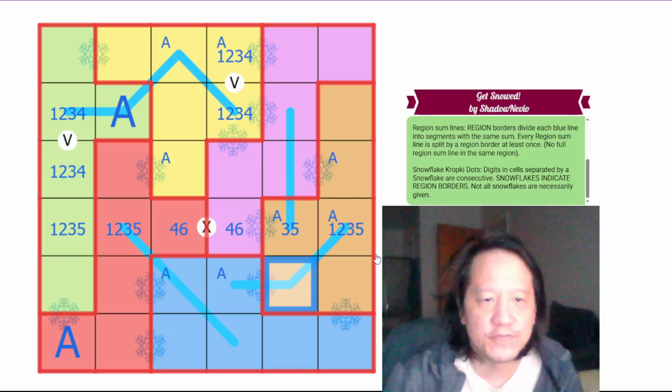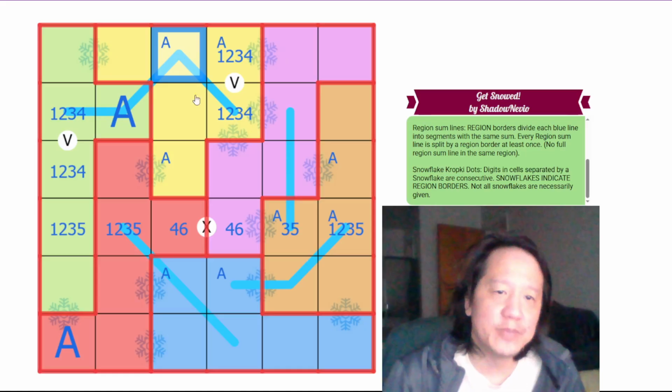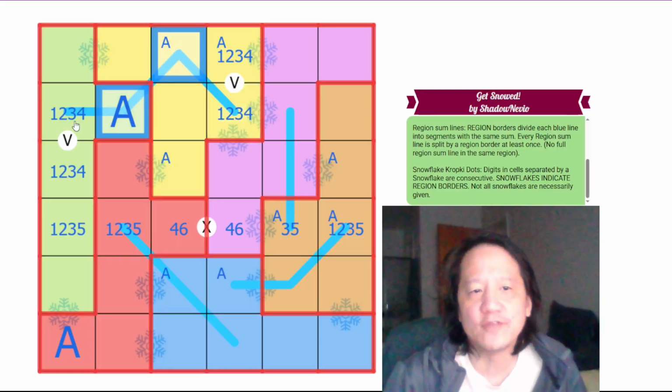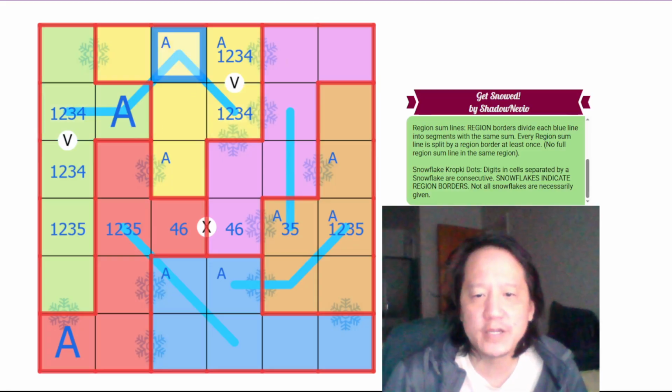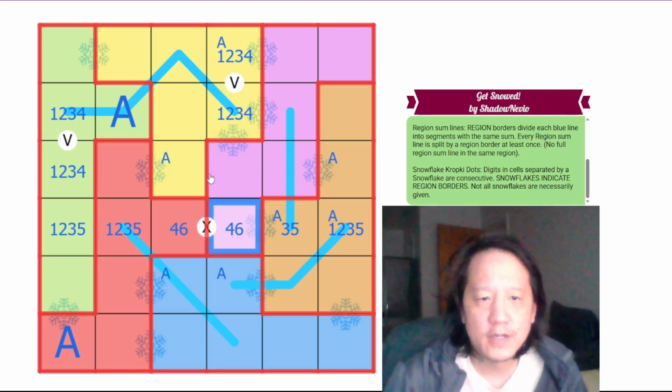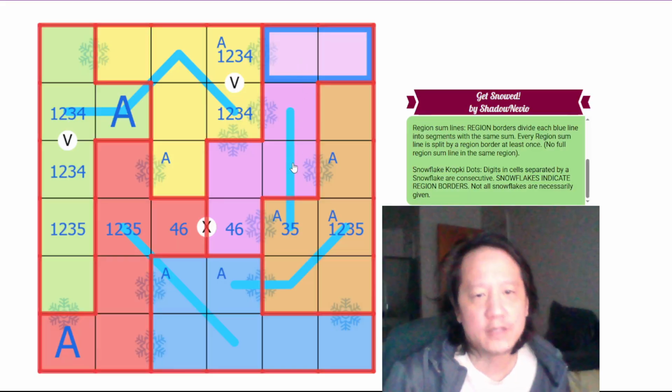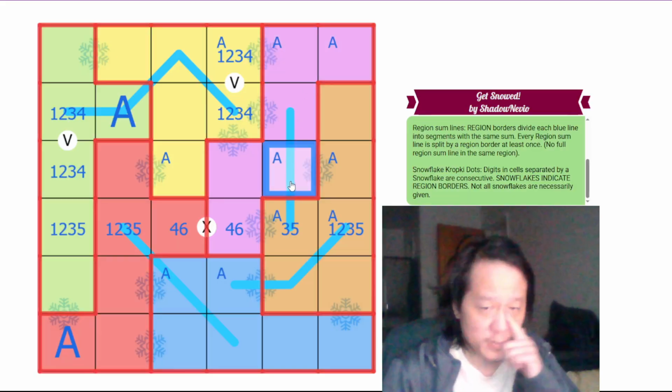Okay, is that helpful? I'm not sure. This cannot be A, because if this were A, this sum must equal this sum, and if you subtract out A from each side, these would have to be the same digit, which is not allowed. So A cannot be here. A cannot be any of these cells, cannot be here, so A in the pink region must be one of those three.